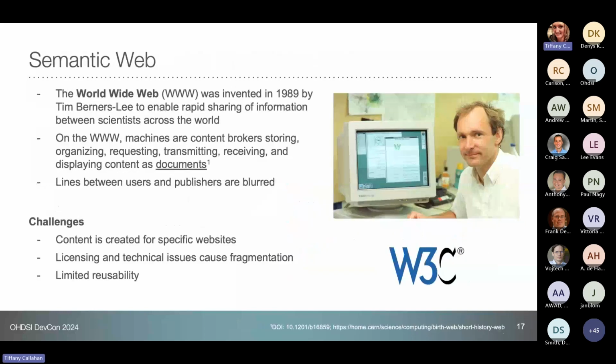Building graphs and knowledge graphs requires the ability to access lots of different types of information. The World Wide Web was invented by Tim Berners-Lee to enable rapid sharing of information between scientists all over the world. Within this paradigm, machines are thought of as constant brokers for storing, organizing, requesting, sending and receiving, and displaying different information. But the lines between users and publishers get blurred, and this causes challenges when we think about what the semantic web is. Initially, it created problems around content that was created for specific websites, which was then difficult to standardize, exchange, and share.